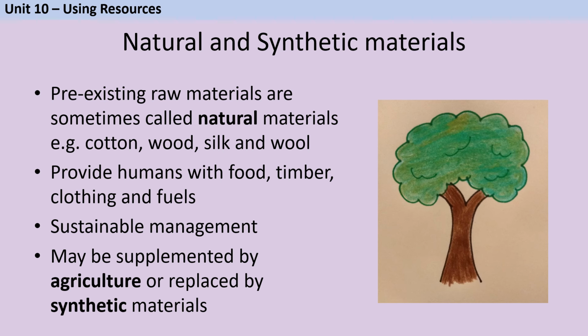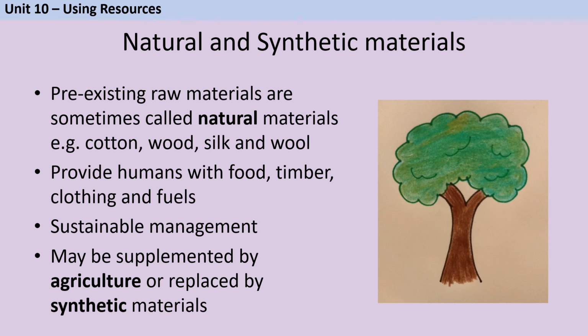Another way that we can categorise resources is into those that are natural and those that are synthetic. Natural resources are raw materials that already exist in the world without humans needing to do anything, and they're used to provide humans with food, timber, clothing and fuels. Natural resources can still run out though, and that's why they need to be managed sustainably. This might mean limiting how much people can take by having a quota, or providing additional support to ensure that more of that resource can be produced. So this is where agriculture or farming comes in.